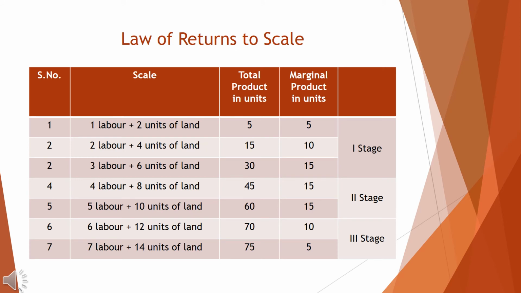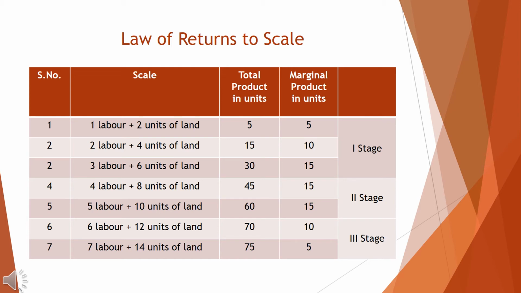The law of returns to scale states that when all factors of production are increased in the same proportion, output will increase, but the increase may be at an increasing rate, constant rate, or diminishing rate.